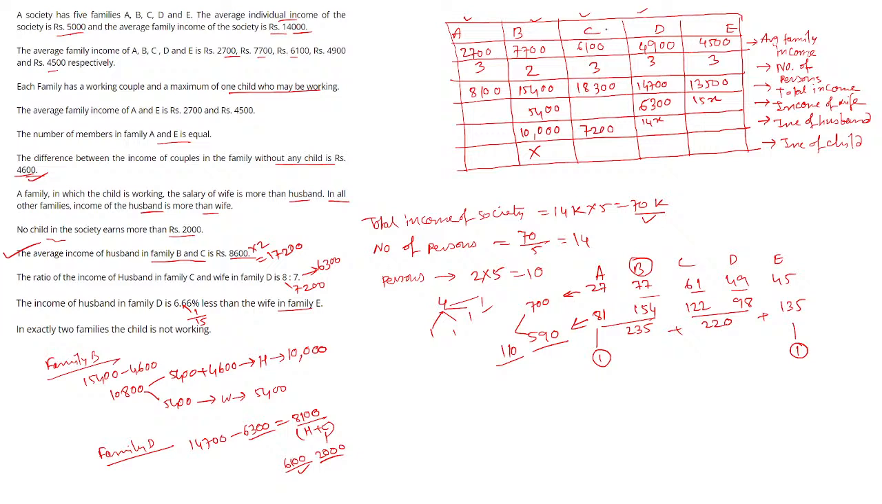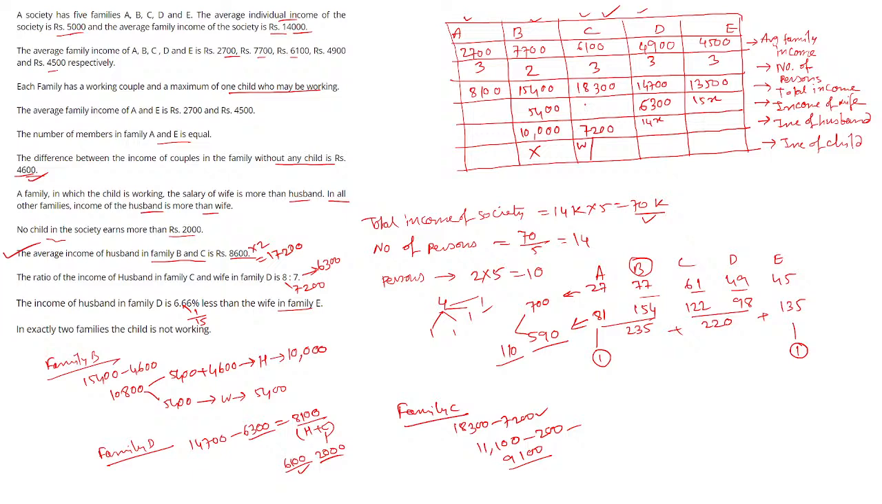So coming to C category, this is 18,300, this is 7,200. Leave this family B part, but moving to this family C here, what is the difference? 18,300 minus 7,200, and the difference is 11,100. Now even if I subtract this 2,000 here, that is 9,100, which should be the income of husband. But in this case, child is working, wife income is less than husband. Is this possible? No, not possible. So here child would obviously be a worker, right?